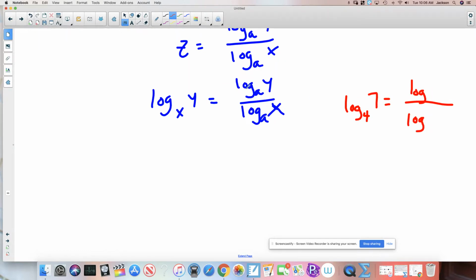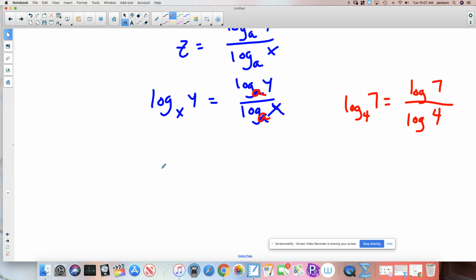And it can be any base. Remember, this a that I chose here is just some arbitrary number. It's a variable that can represent anything, right? So I can write 10, I can write e, I can write 3. This number can be whatever I want. The calculators back in my day only knew common log and natural log. So I would have to say, well, log base 4 of 7 is equivalent to the common log of 7 divided by the common log of 4. This is the only way I could find the value of that logarithm, right?